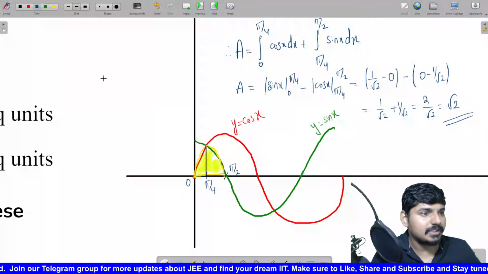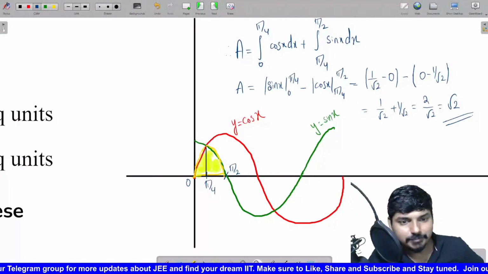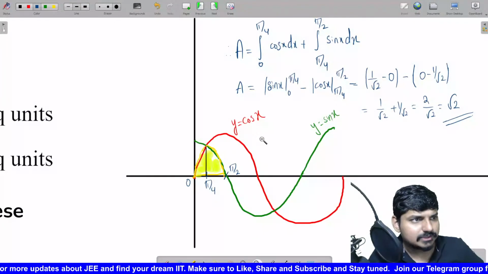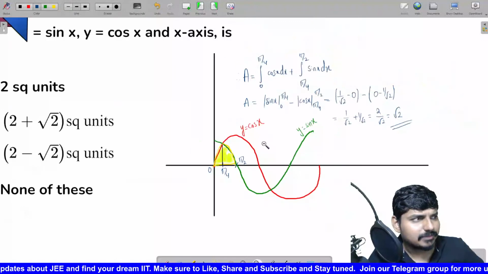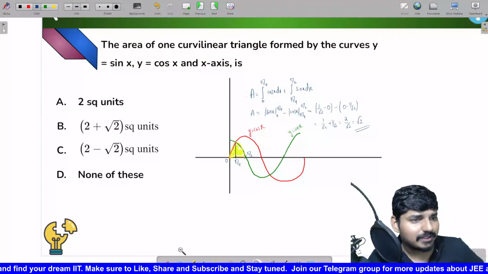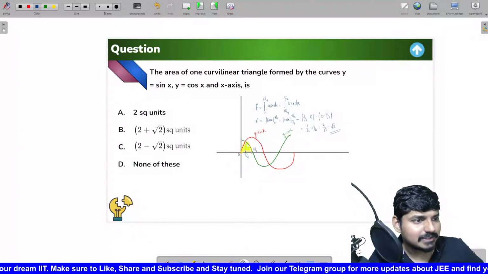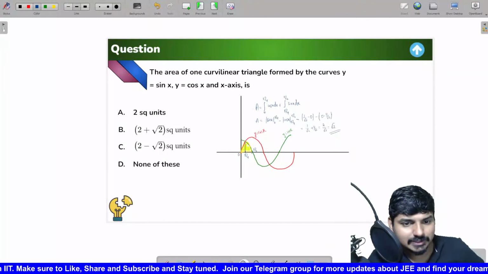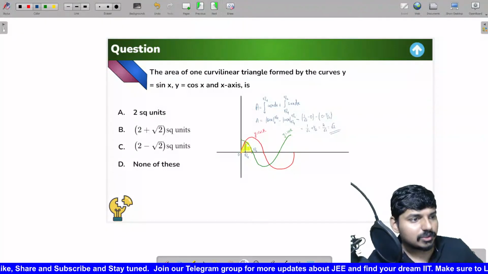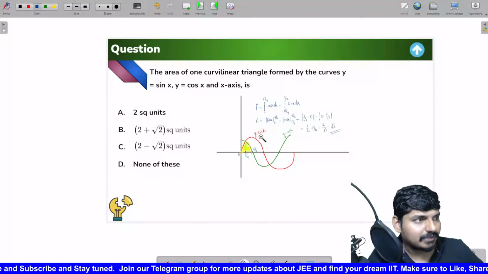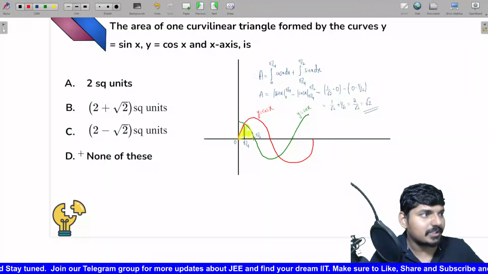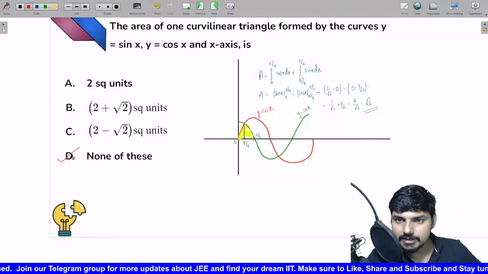So if you see the options, everyone, can you tell me which is going to be the right answer? Let me look at the options for you. Here you can see, 2 square units are given, 2 plus root 2 units are given, 2 minus root 2 units are given, and none of this. So can we say the answer in this case is option D, none of this?